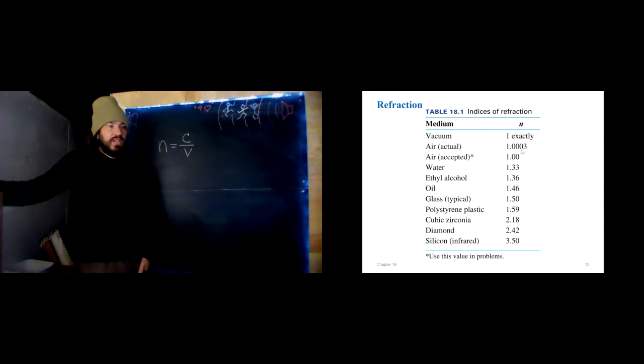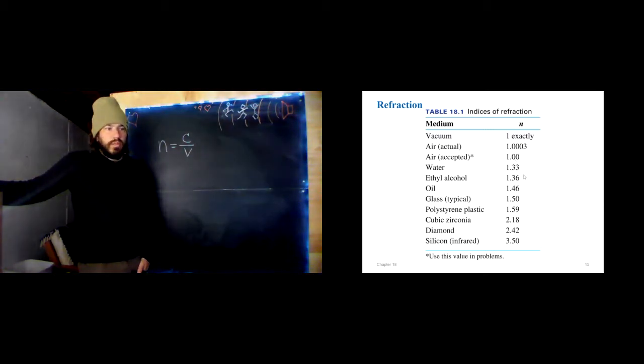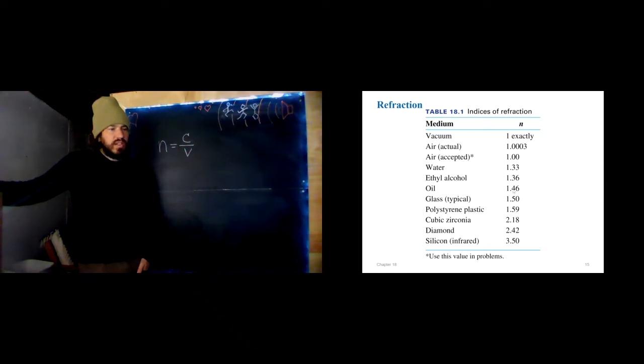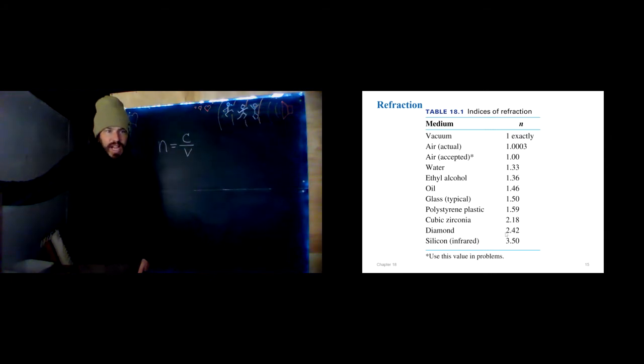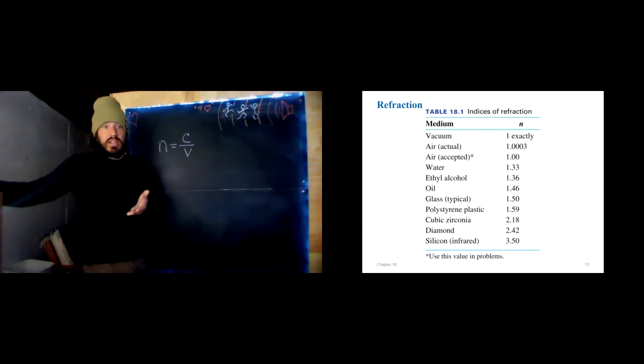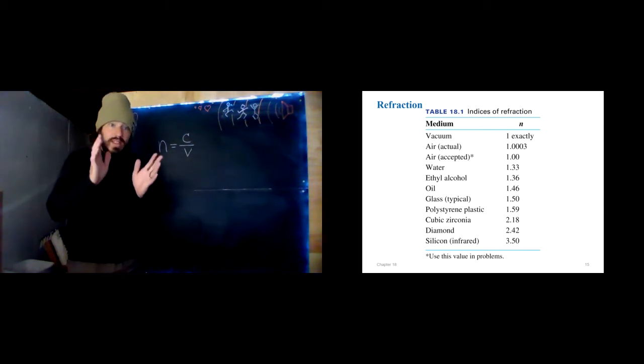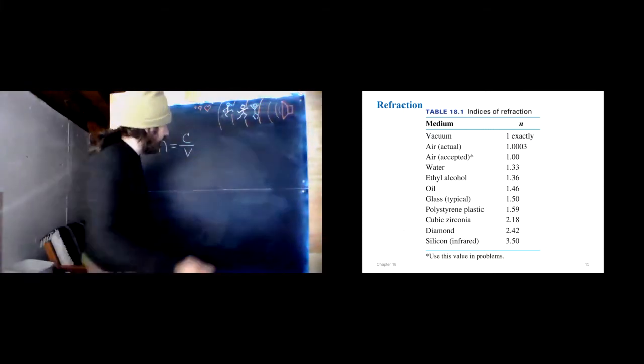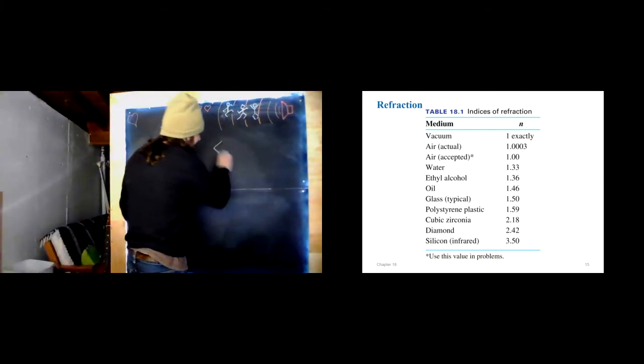Air, we say 1.003, but if we're doing problems in this chapter, in the book, we can just use 1. Water, 1.33, ethyl alcohol. Moving along, notice they're getting a little bit higher. Right here, diamond has a very, very high index of refraction in the visible spectrum. And this is what makes diamonds so sparkly. It turns out that the light, the way that the diamond is cut, is kind of like this.